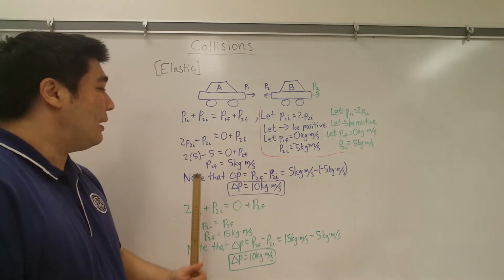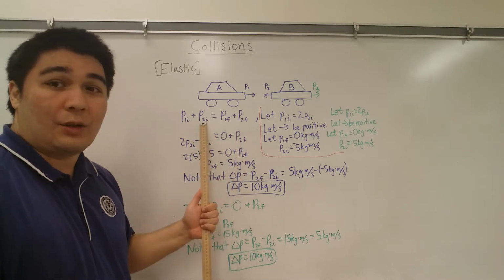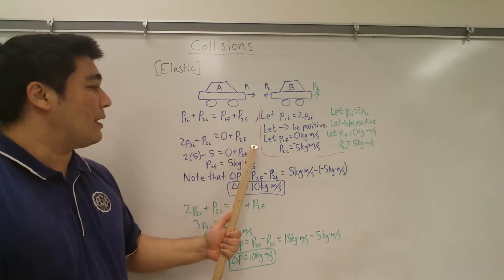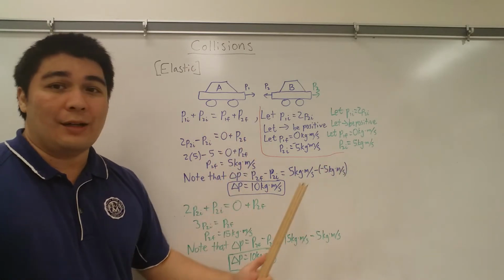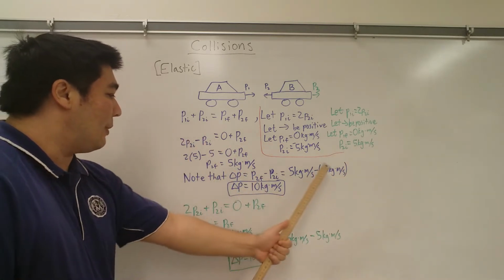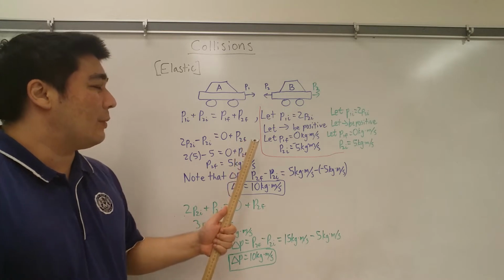So in this case, what I did was I wrote down the elastic collision equation, and then from here I gave two different examples. I drew this red line here to show that this is all of my assumptions, and then this is all of my work over here and over here. So let's start with the assumptions.